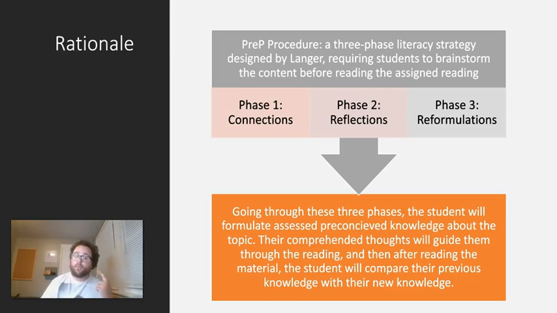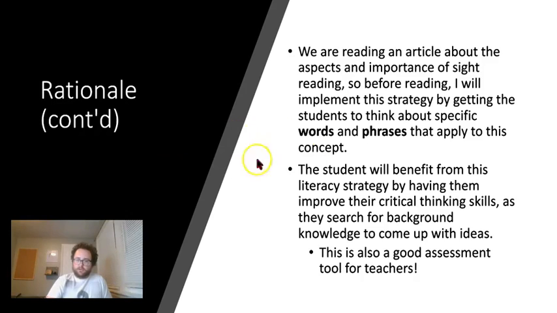And so they think about what vocabulary they need to look out for and what to think about. And it helps me assess their knowledge a little bit. And in the phase after the reading, as I will explain later, it's very good for assessment. But a little bit further on, we are reading an article about the aspects and importance of sight reading.